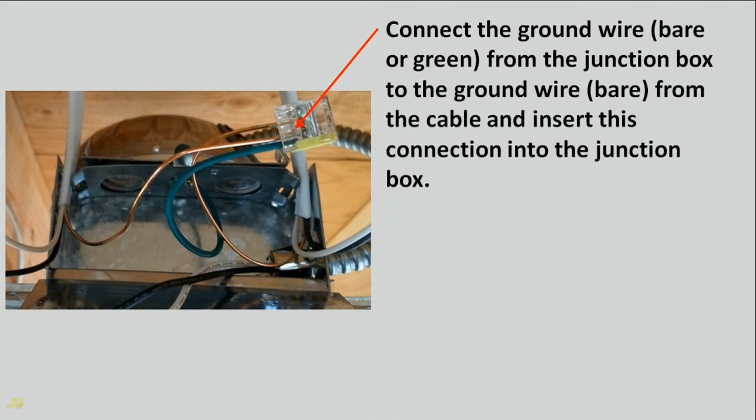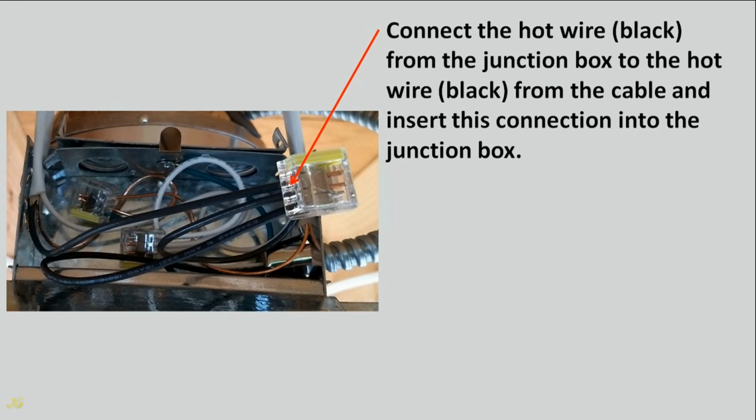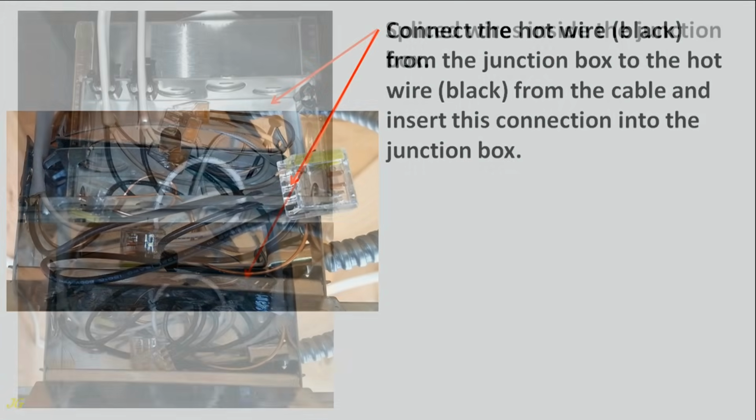Connect the ground wire, bare or green, from the junction box to the ground wire, bare, from the cable and insert this connection into the junction box. Connect the neutral wire, white, from the junction box to the neutral wire, white, from the cable and insert this connection into the junction box. Connect the hot wire, black, from the junction box to the hot wire, black, from the cable and insert this connection into the junction box.